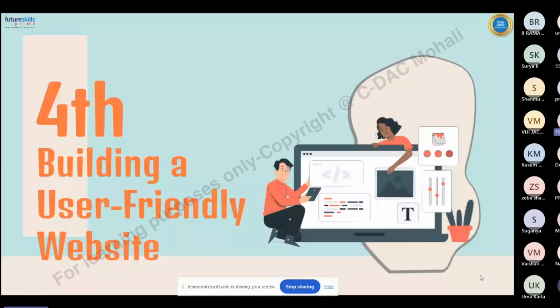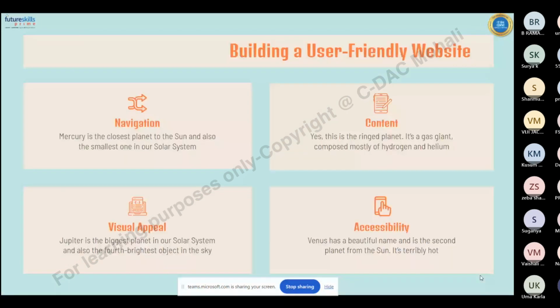Fourth point is building a user friendly website. So these are the main points that you have to remember for building a user friendly website. First is navigation, content, accessibility, and visual appeal.